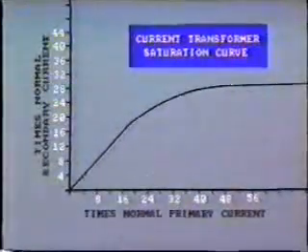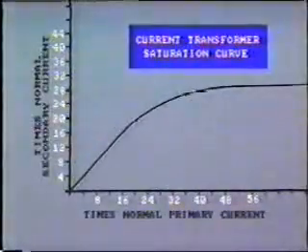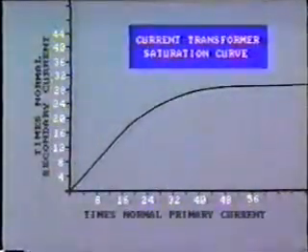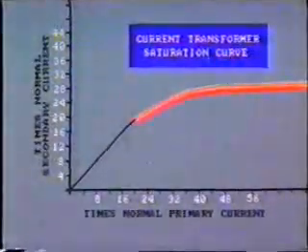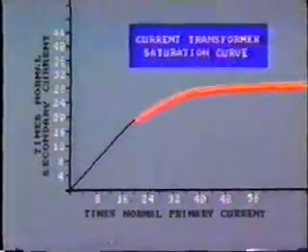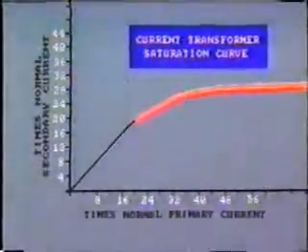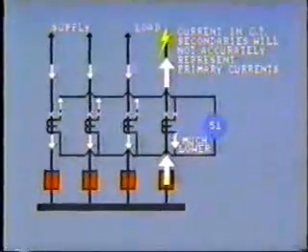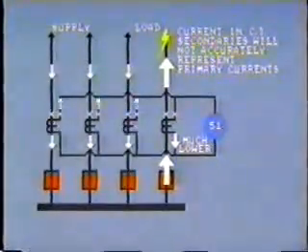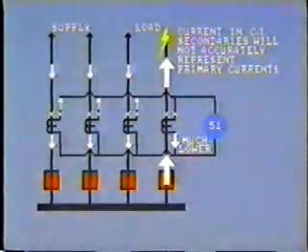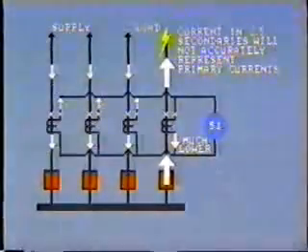You'll remember we discussed saturation of the iron core in an earlier tape. This saturation curve shows that for current flows over 20 times rated, the secondary current is no longer in proportion to the primary. The secondary current on this saturated CT will be much lower than the sum of the secondary CTs 1, 2, and 3. The resulting imbalance would look like a bus fault and cause the relay to operate.